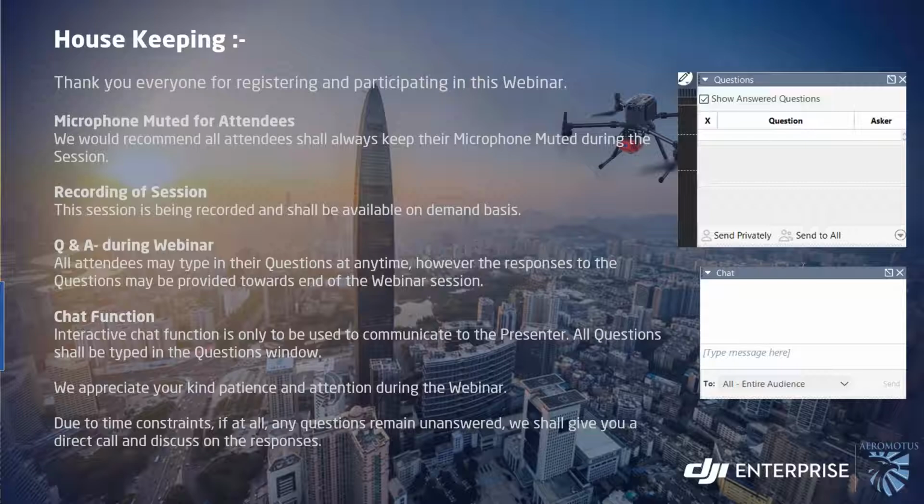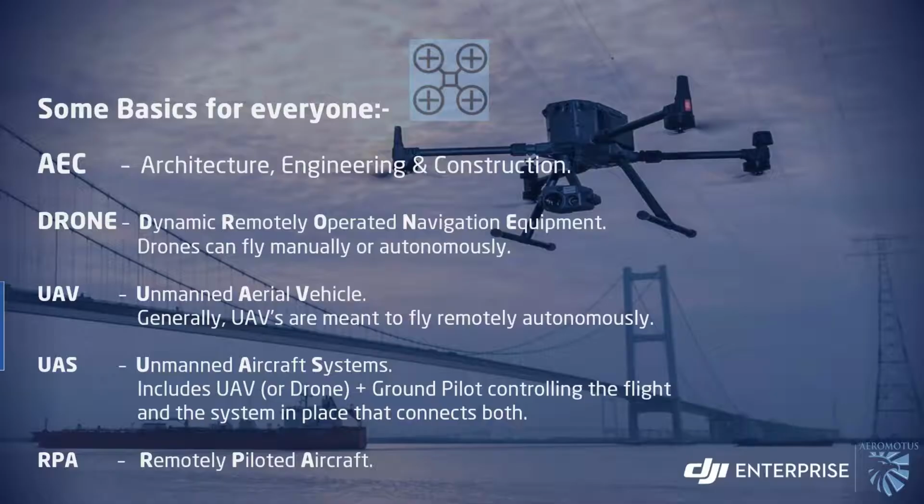Okay, so we move forward. A bit of basics to start, as most of us would know. AEC is the architecture, engineering, and construction segment of the business. Drone has a short form, dynamically remote operating navigation equipment. It can fly autonomously and manually. UAVs, unmanned aerial vehicles, are meant to fly remotely and autonomously. UAS is a combination of UAV and a pilot controlling the flight and the system in place that connects both. Lastly is RPA, that's remotely piloted aircraft. These are the terms which come up in the drone industry and drone technology more often, and that's why I thought to give you some basics.